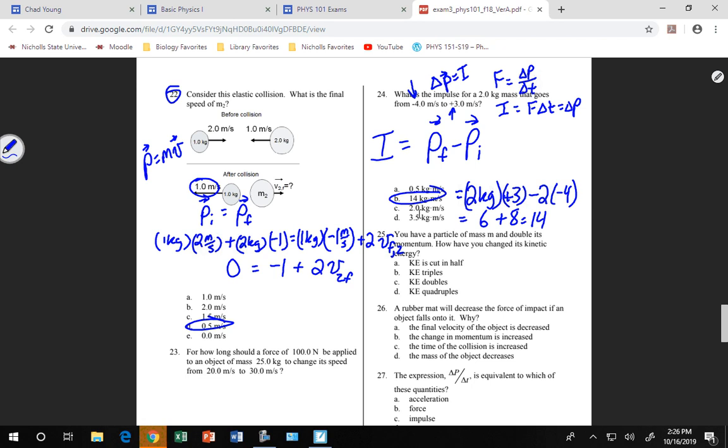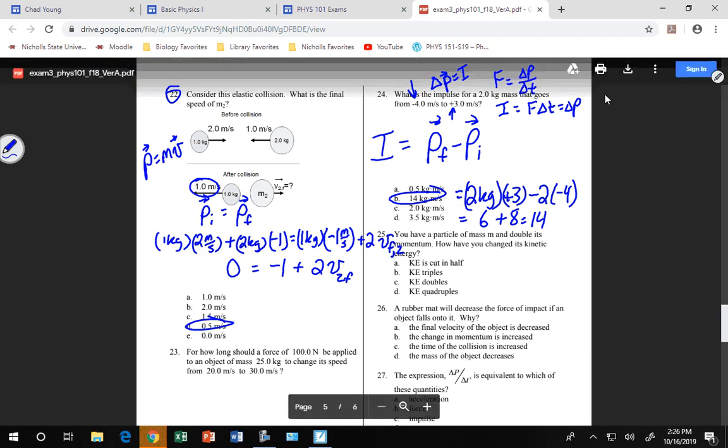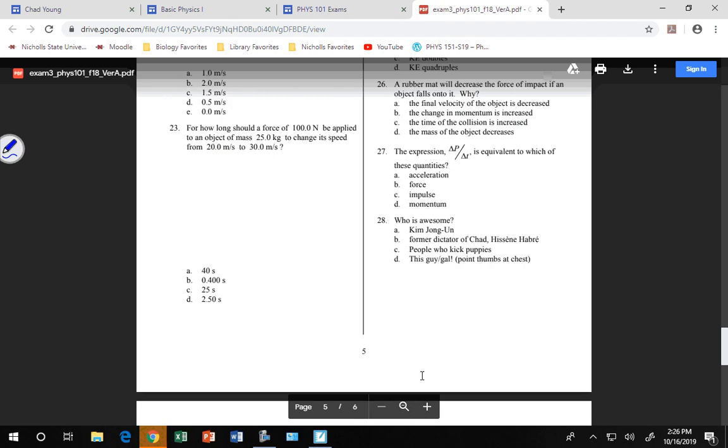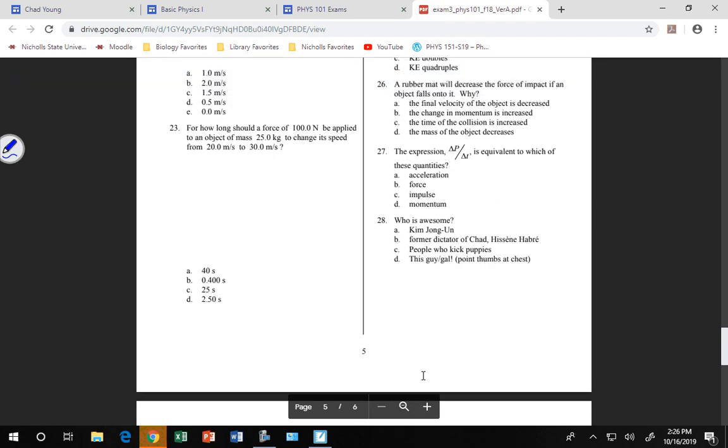Okay, the other problem is like number 23, and that's a force problem, a Newton's second law problem. Can I clear this out? Okay. For how long should a force be applied to change its speed from 20 to 30, and I give you its mass? This should be a simple plugging in the right equation.